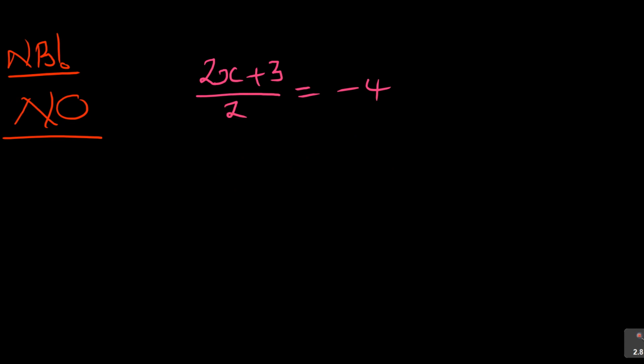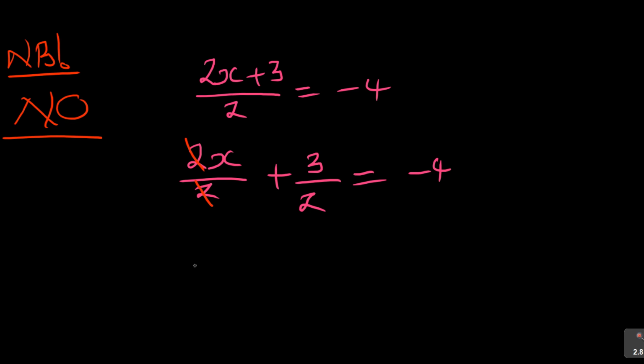What do you need to do? Because of this plus, this thing actually means this. It means 2x over 2 plus 3 over 2 is equal to minus 4, the distributive law, you see. So that 2, if you wanted to cancel it, you could have cancelled it now here. That's now fine. So you will have x, but look at it, plus 3 over 2, is equal to minus 4.